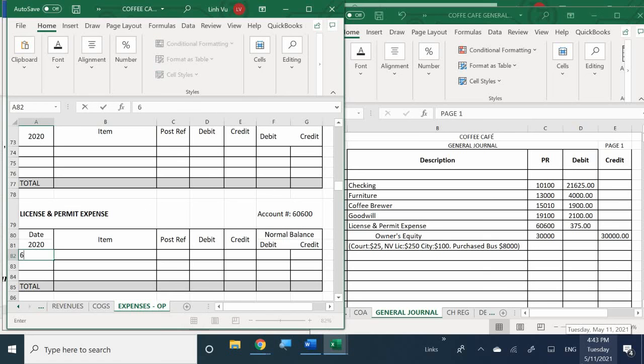So again, your item could be whatever note you'd like to place in here. So in this case, I'm going to write exactly what this entails. So I have court cost.